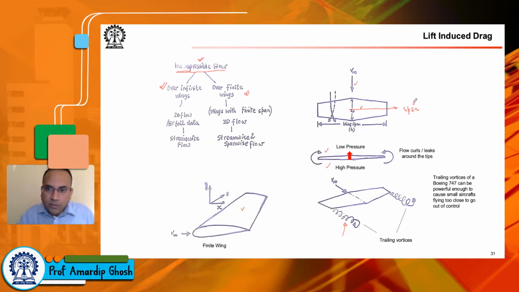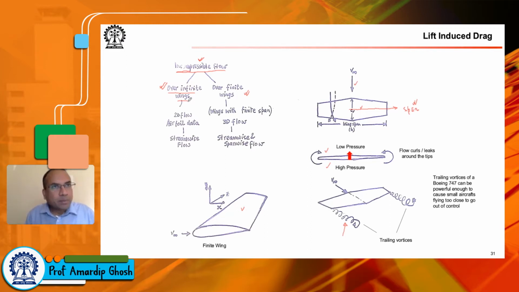So for the finite wing, you have to remember that we have a span-wise component of flow, whereas for an infinite wing, we just have the stream-wise component. There is no span-wise. So flow over infinite wings was considered whenever you have airfoil data, CL versus alpha, CD versus alpha. We also saw that sometimes CD versus CL and CL versus alpha are both given at the same time.